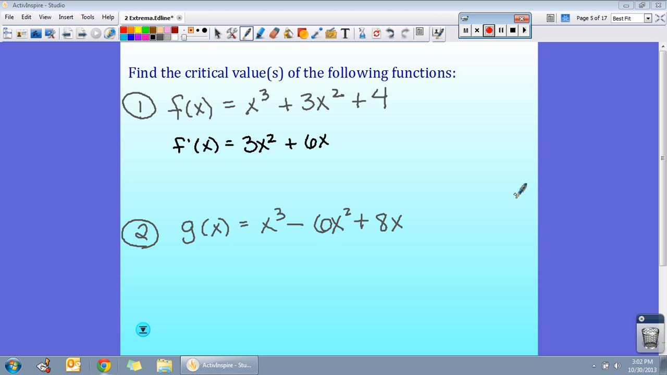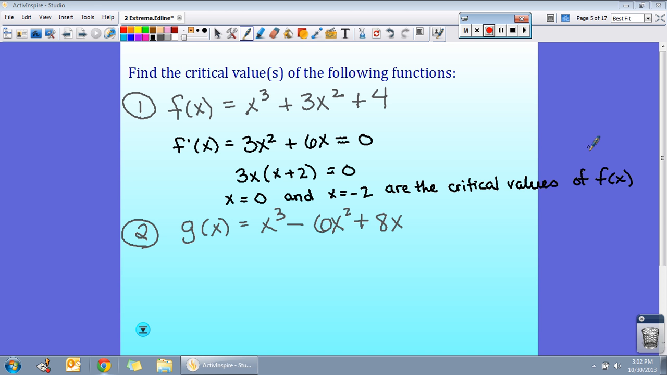My first hint is to take the derivative and then set that equal to 0. Now factor out the GCF and solve for x. When you solve that out, you will get that x equals 0 and x equals -2 are the critical values of f of x. Now let's try number 2.